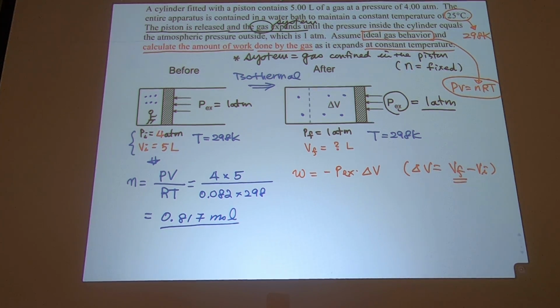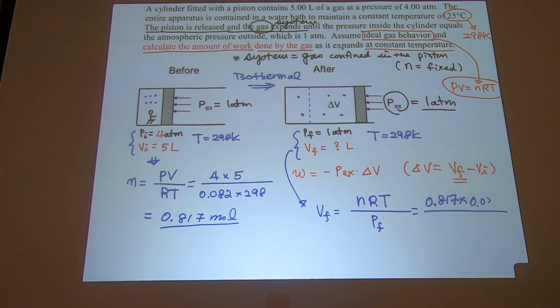So therefore, I want to know my final volume, which is nRT over P, and you can use your n value from the calculation on the left-hand side. So your n is still the same, 0.817, R is 0.082, T is 298, and final pressure is 1. So that's when you can put it in, and then you will have 20.0.